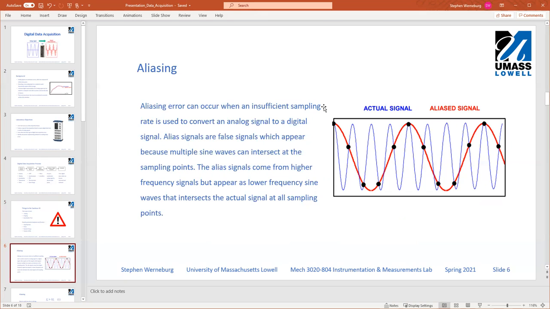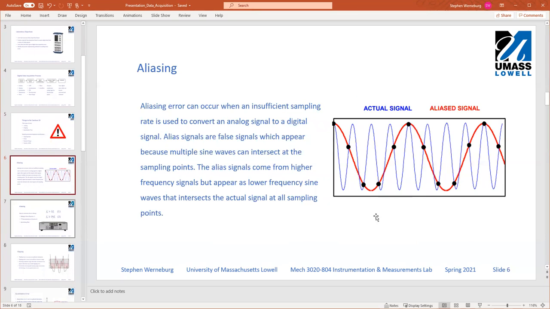As you can see in the figure on the right, the actual signal is high frequency and blue, but it can be intersected by a lower frequency signal at all points. But this lower frequency signal actually doesn't even exist. It's just at the same amplitude at each point that's being measured. So it can appear to be a signal that's in the range of signals that you might be studying, but it's actually just a representation of a much higher frequency signal that you don't want to be paying attention to.